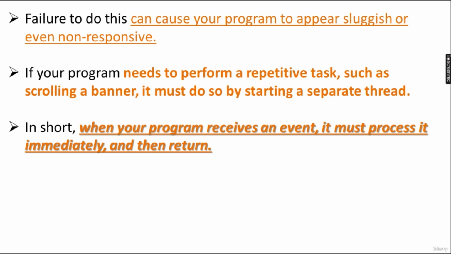If your program needs to perform a repetitive task such as scrolling a banner, it must do so by starting a separate thread, like we have seen in the previous session. The moving banner moved from left to right. In that case, we were implementing the Runnable interface and creating a separate thread for moving. When your program receives an event, it must process it immediately and then return.